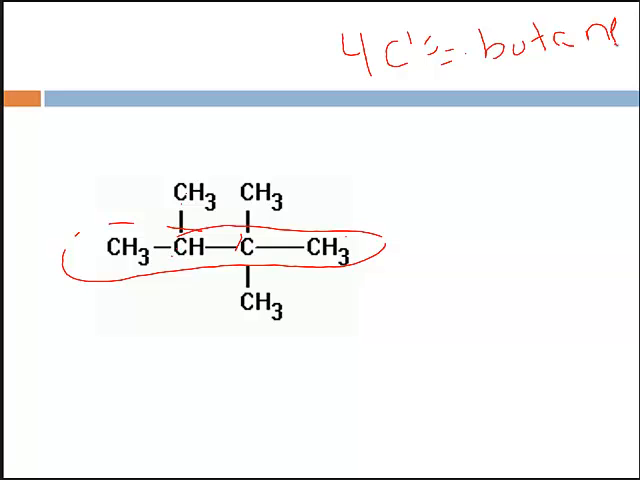Alright, so let's look at the substituents. 1, 2, 3. So, these are all methyls. Because there's 3 of them, it's going to end up being trimethyl.